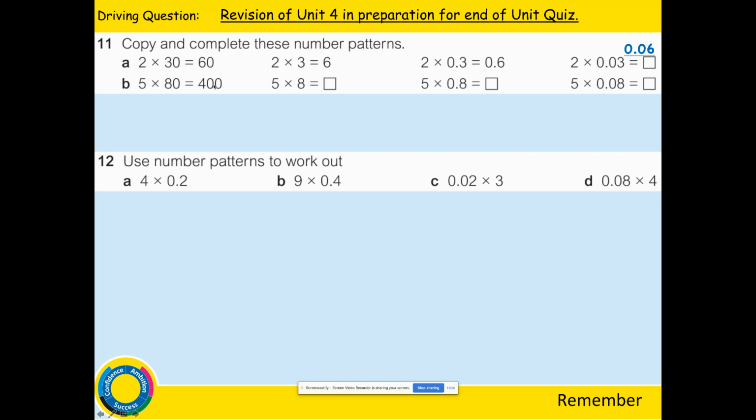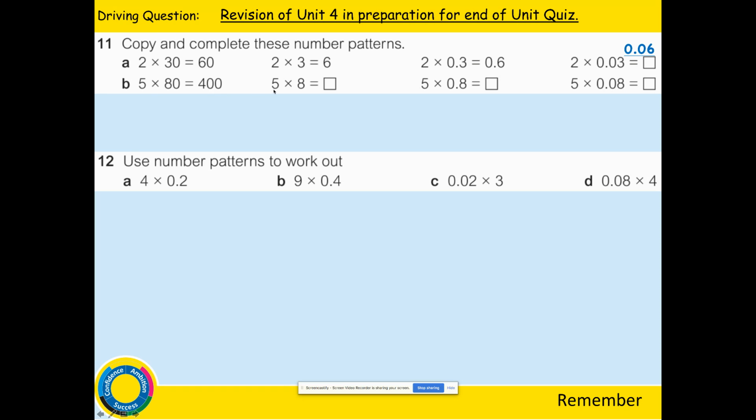5 times 80 is 400. You're told that, but you can work it out. 5 times 8 is 40. 80 is 10 times bigger than 8, so we make our answer 10 times bigger than 40. So 5 times 80 is 400.